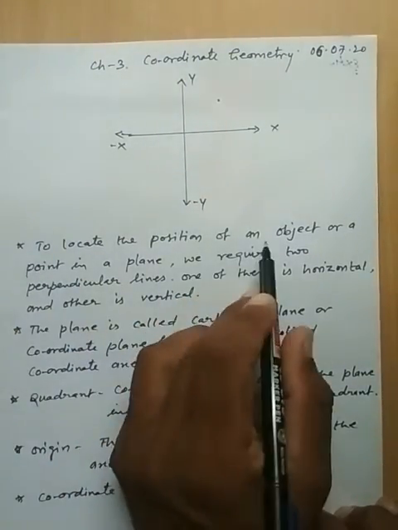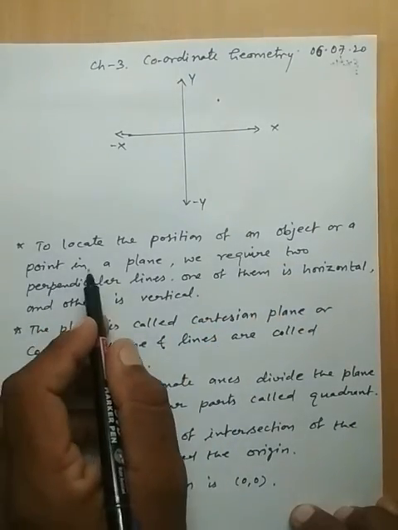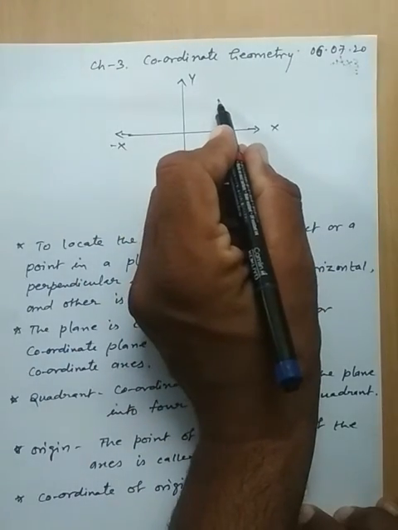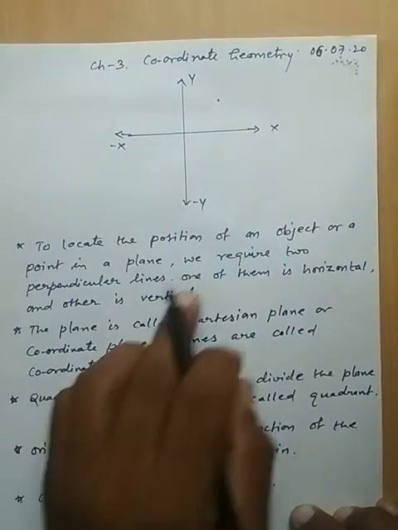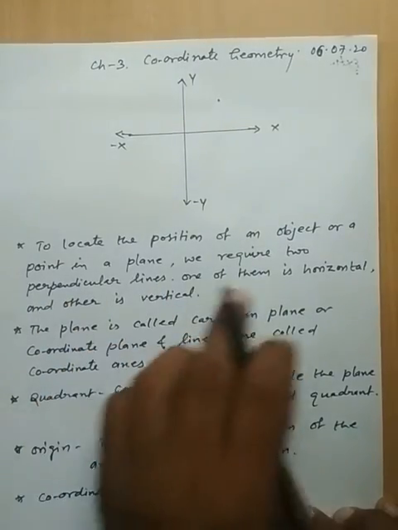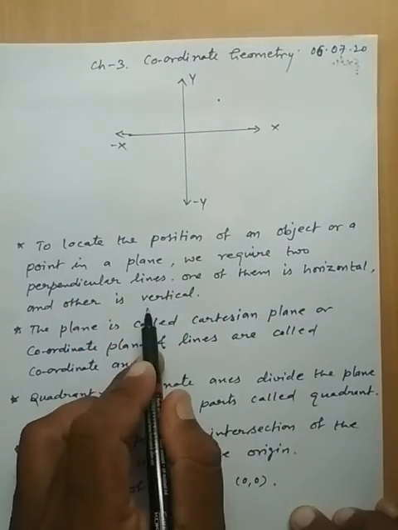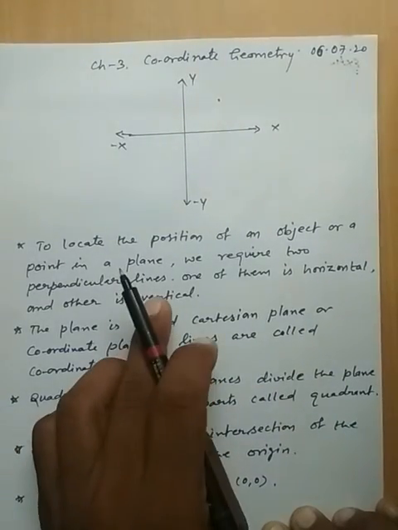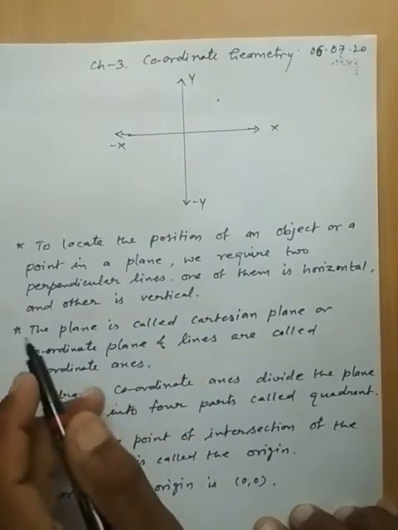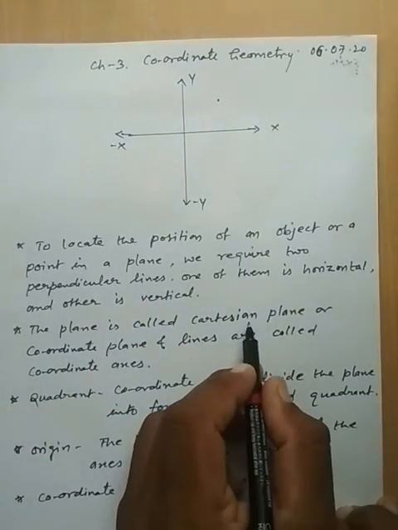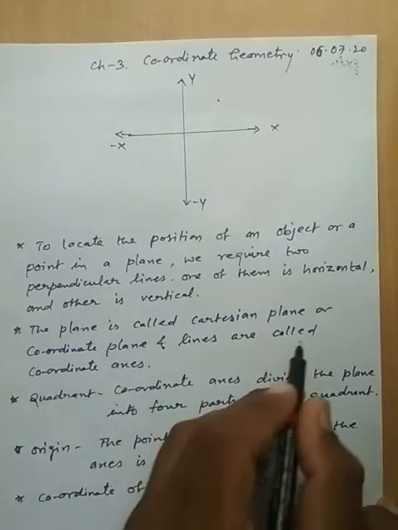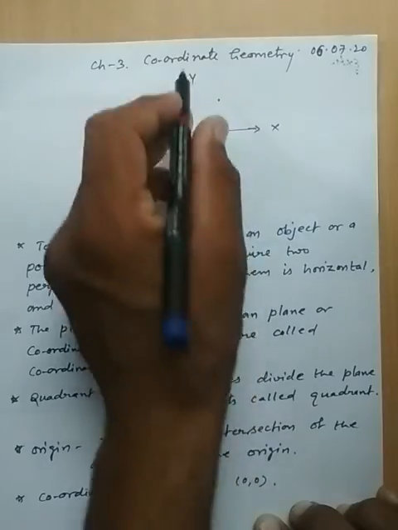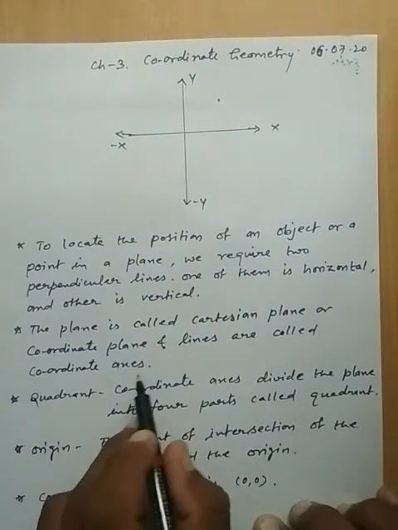To locate the position of an object or a point in a plane, in a general plain paper, we require two perpendicular lines. One of them is horizontal and the other is vertical. The horizontal line is called the x-axis and the vertical line is called the y-axis, and the plane is called the Cartesian plane or the coordinate plane, and the lines are called coordinate axes. Both the lines, x-axis and y-axis, are called the coordinate axes.